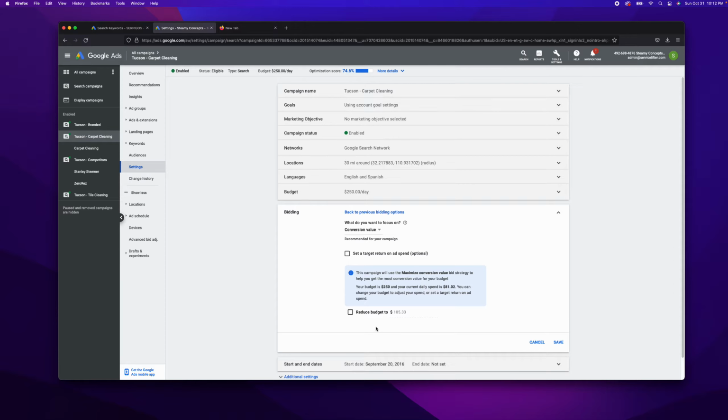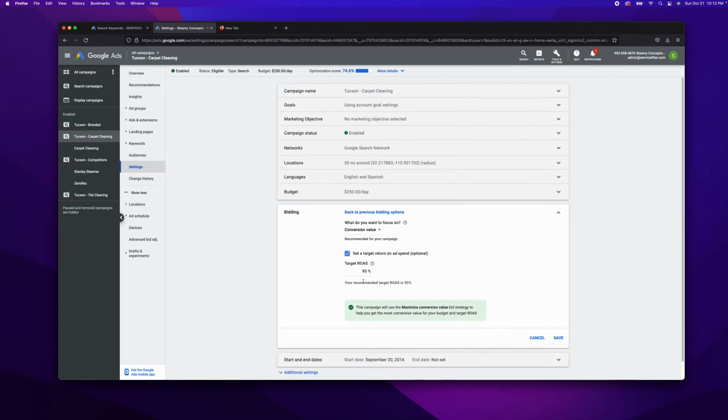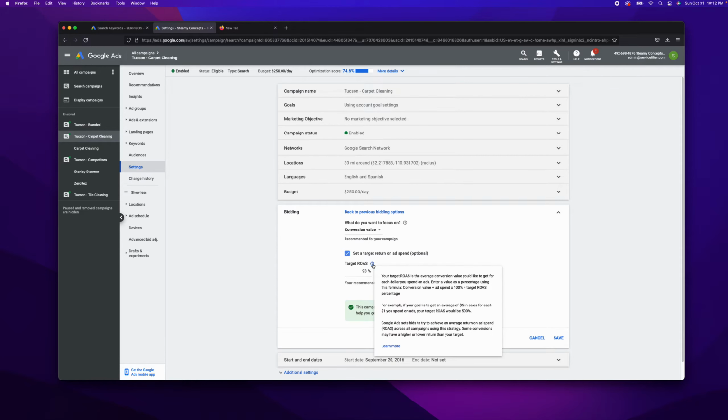All right, so essentially your budget is $250 and your current daily spend is $81. You can change your budget, reduce budget, set a target return on ad spend. So your recommended target ROAS is 93%. It looks like they might give you a formula to use here: conversion value divided by ad spend times 100%. So whatever your conversion value is, I believe it was 43, divided by ad spend, which I believe was 1,200, times 100% equals your target ROAS.